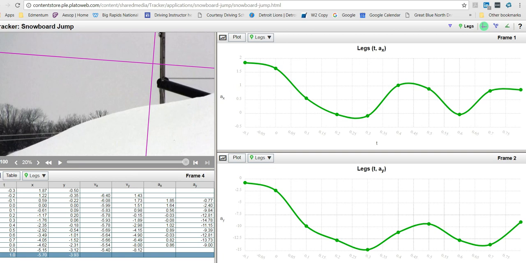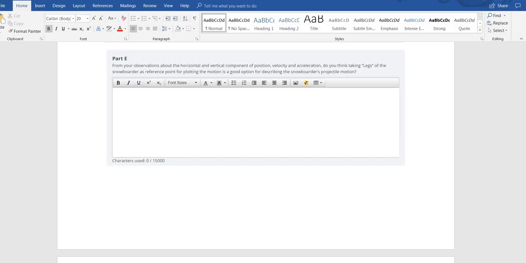All right. So the center of gravity in the person is actually easier to use. That's the question he's talking about. So the question uses observations of the horizontal and vertical motion or positions of the motion for velocity and acceleration. Do you think using the legs on the snowboarder as a reference point for plotting the motion is a good option? Okay. And now don't just give me yes or no. I just talked about it. Think of what I talked about.